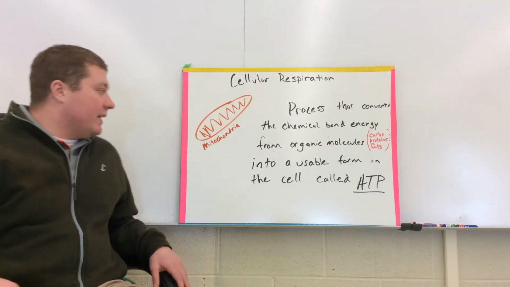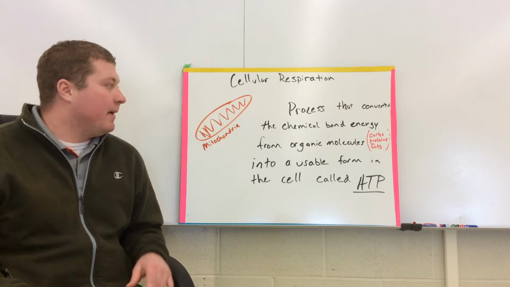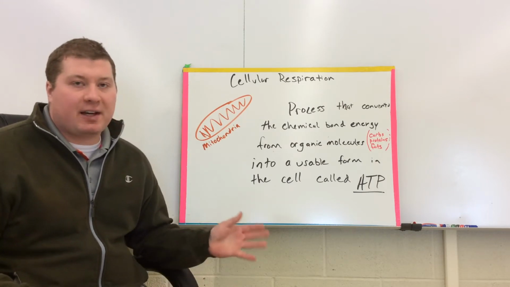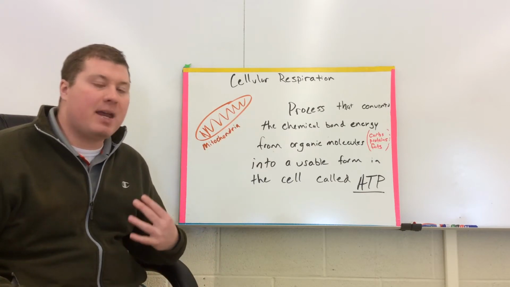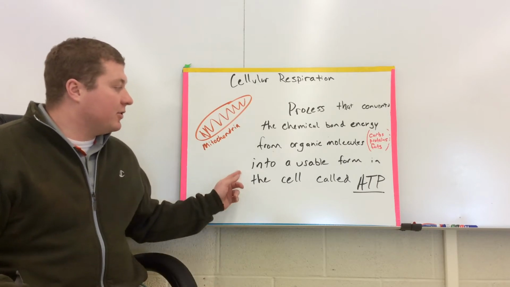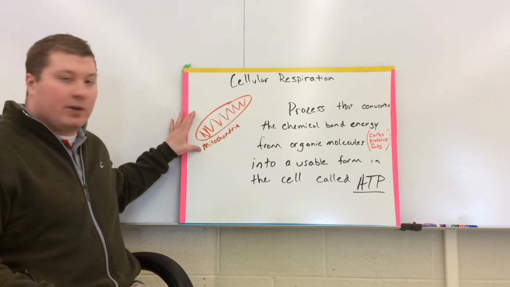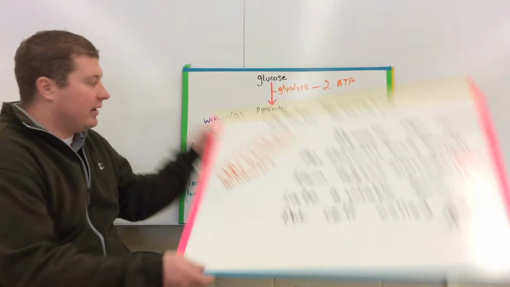Okay, this video is on cellular respiration. This is the process that gets paired with photosynthesis. So this is the process that converts chemical bond energy from the organic molecules that's made in photosynthesis, or maybe things that we consume, into a usable form in the cell called ATP. This occurs in the mitochondria of the cells, the powerhouse of the cell, we often call it.